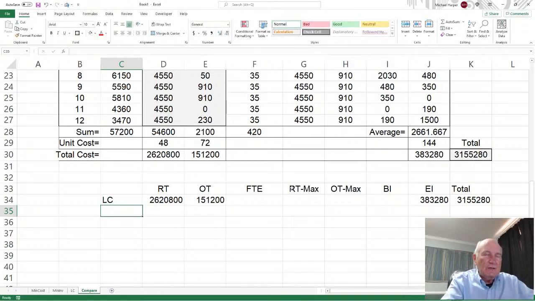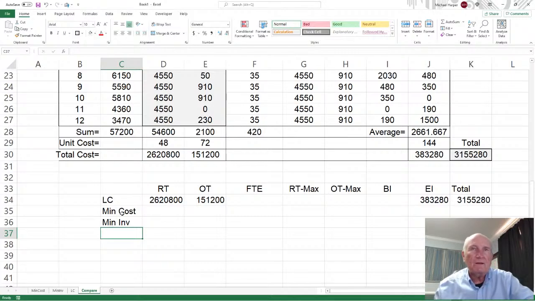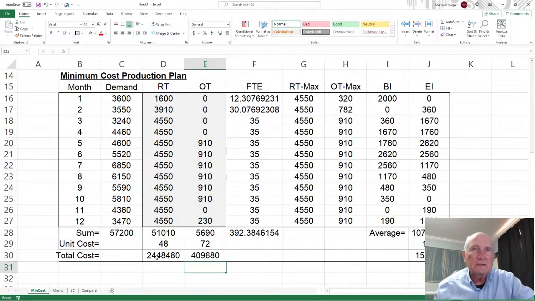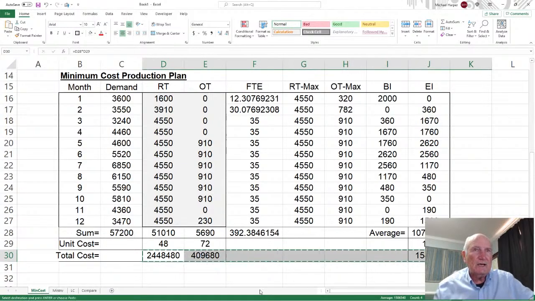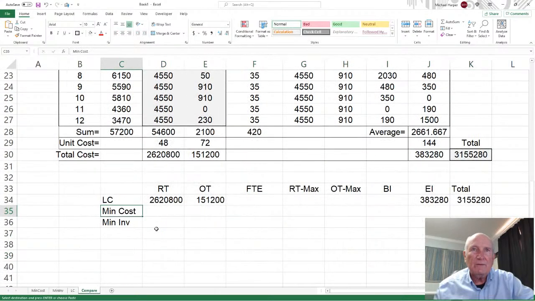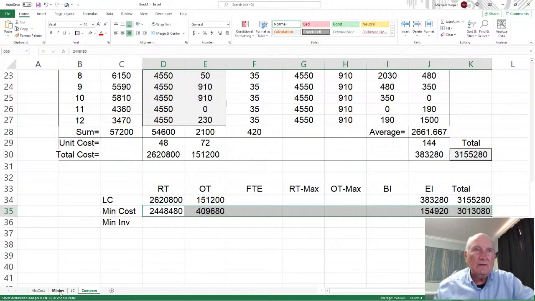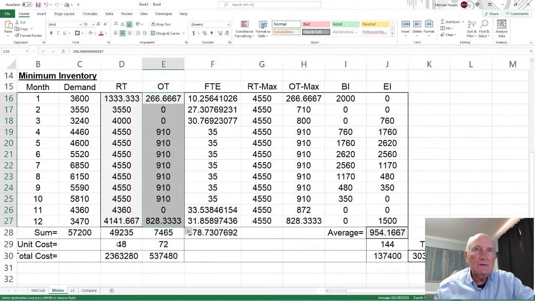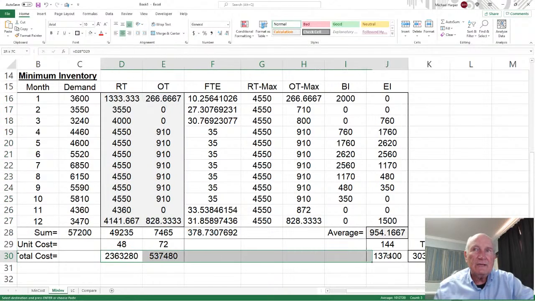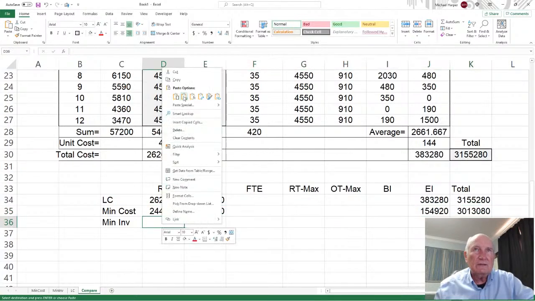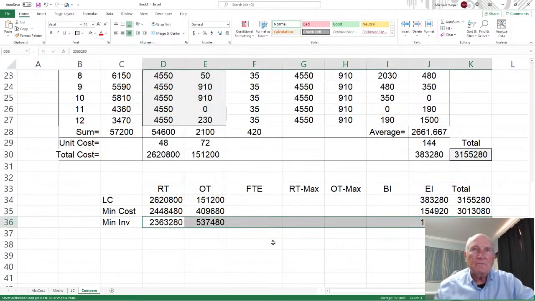And then the next one over is going to be minimum cost and the minimum inventory. Okay. And the minimum cost, where's that at? Here's the minimum cost. That's right here. Control C to copy that. Come over here to compare and paste the values. And then minimum inventory. Come here, minimum inventory. Take these, Control C, go to compare, and then right click in the values. So there they are.